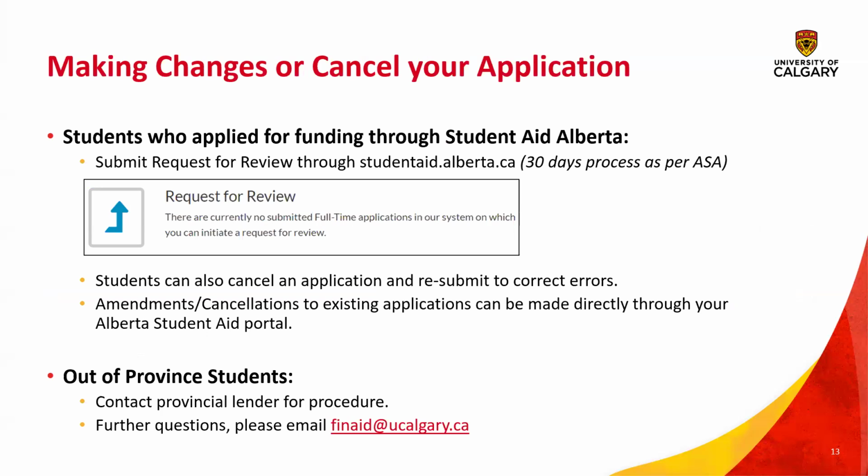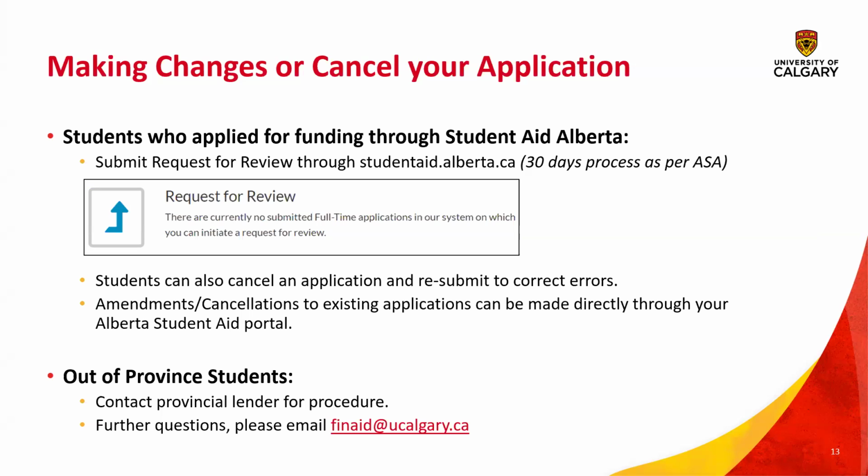Once you've submitted the application, you can make changes to your application through your Alberta Student Aid portal. Once you have been approved for student aid, you will receive your student award letter, and the university will receive your data to confirm your registration, typically 30 days before the start of the study period. So for fall term, we will receive the information to confirm your registration in August. Now, you will not be able to make changes to your application at this stage.